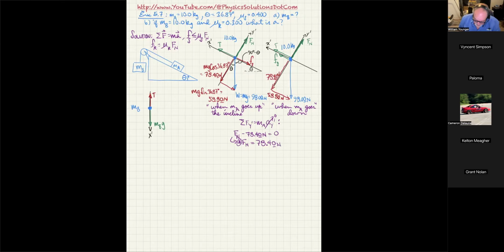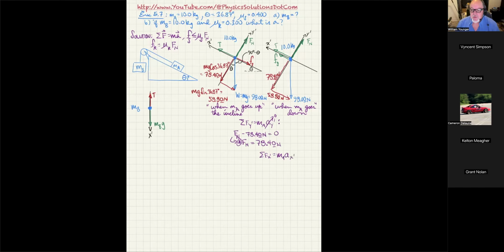Now, with that in mind, I can go ahead and examine the rightmost diagram. We're going to say the summation of the forces in the x prime direction equals mass sub A times a sub x prime.